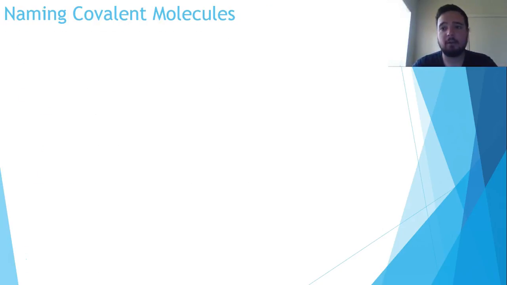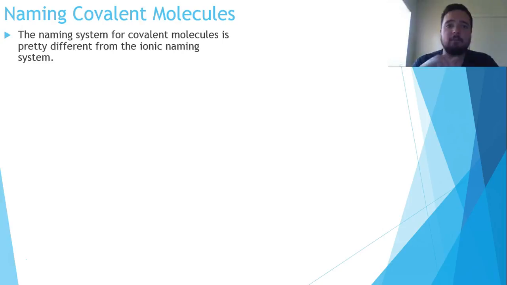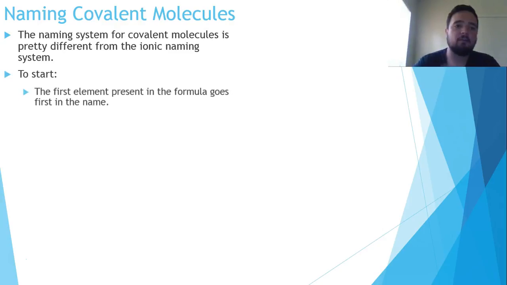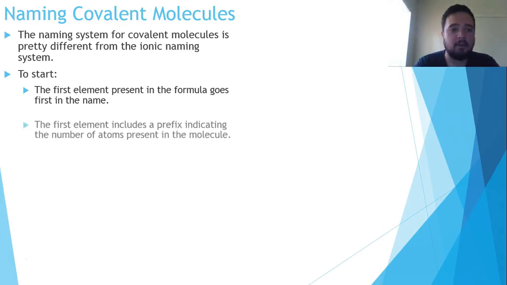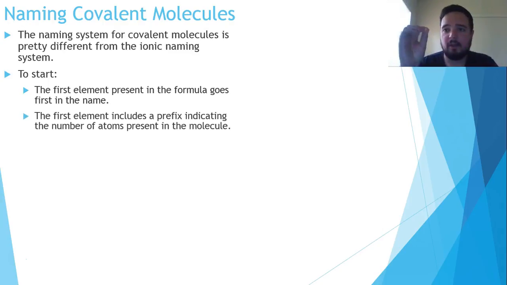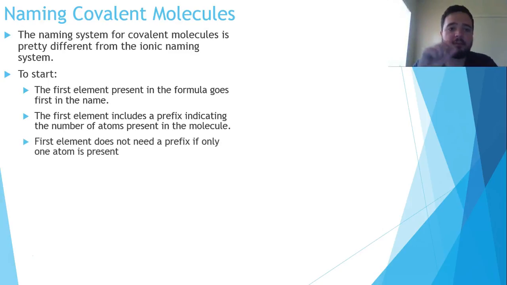All right, so naming covalent molecules. The naming system for it is completely different than ionic naming, okay? The first thing you need to do is take the first element present within the formula. That always goes first, okay? And then the first element includes a prefix that indicates the number of atoms present in the molecule. So that first element has a prefix in its name to indicate how many of that particular element is within the molecule. The first element does not need a prefix if there's only one.